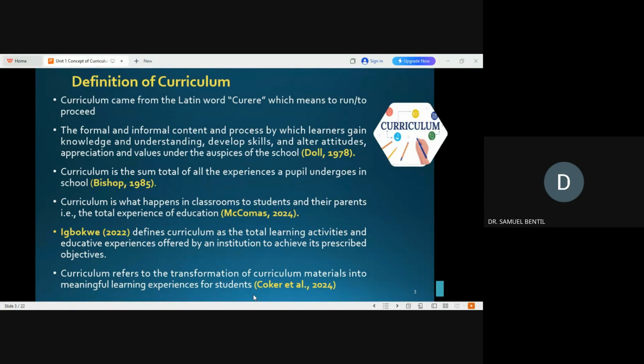Now, having a look at these definitions, if you are defining curriculum in your own words, what are some of the key words that must stand out? If not all, there are certain key words that must reflect in your definition. What are they? Yes, Judith. Total learning experience. Learning experience. Experience is one, whether total or some. The word is experience. That's very key.